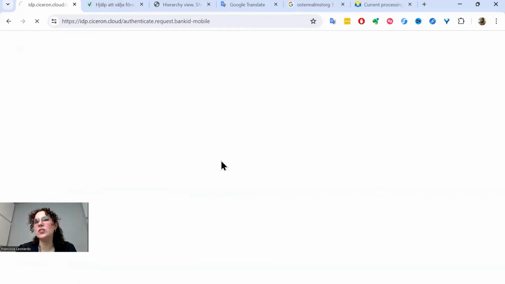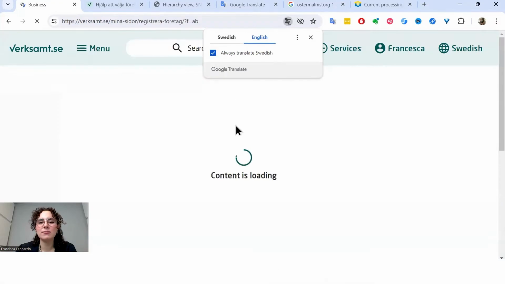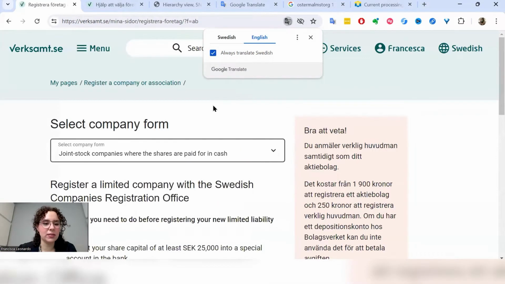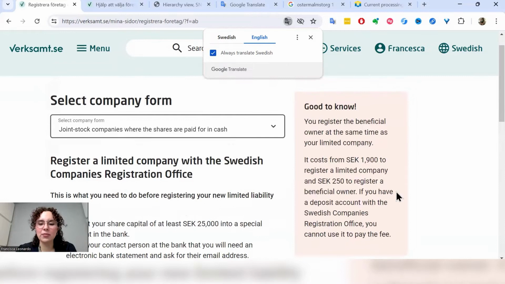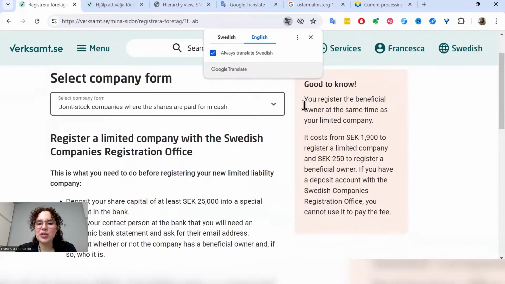Bolagsverket, by the way, is the business database or directory or something like this. So I have to select a company form. And you have some information here about what you need to know about registering this limited liability company in Sweden.